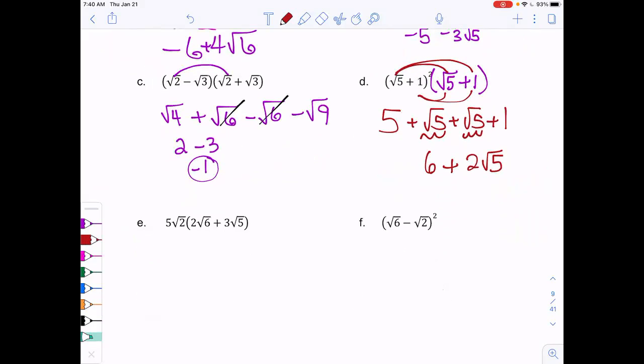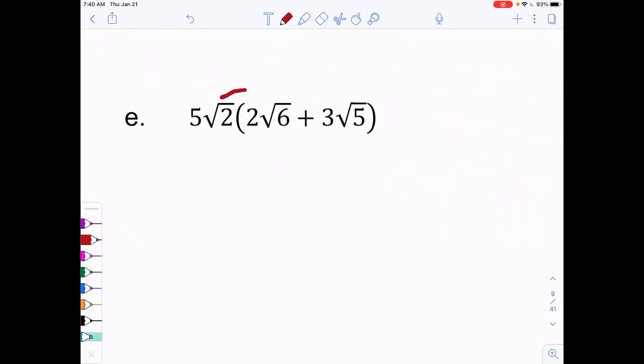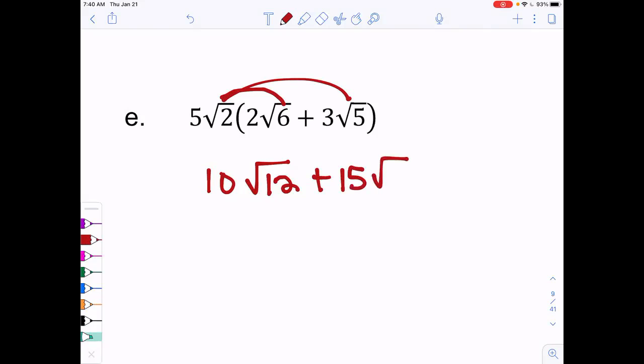So the last 2 problems here, letter E looks kind of tricky. Lots of radicals going on. Just make sure you're multiplying the pieces together. So the outside numbers, you're distributing through. Outside gets multiplied together. Underneath the radicand, it gets multiplied together. So this would be 10 root 12 and 15 root 10. So again, outside numbers and the inside numbers are getting multiplied together. And then before you move to the next problem, could it be simplified? Can it be simplified? If it can, you need to simplify it.